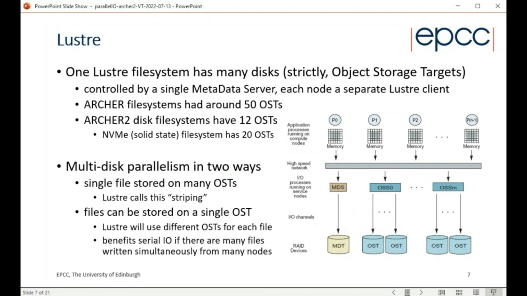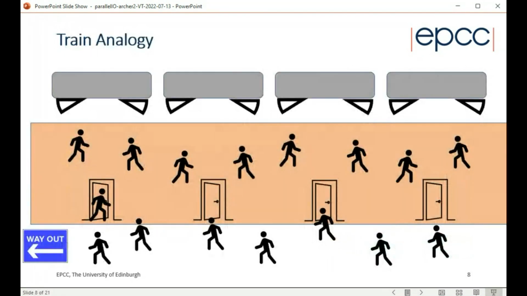So that's two ways to benefit from the parallelism of multiple disks. One is a single file striped across multiple disks, or one is write lots of files and let Lustre allocate them to different OSTs, to different disks.